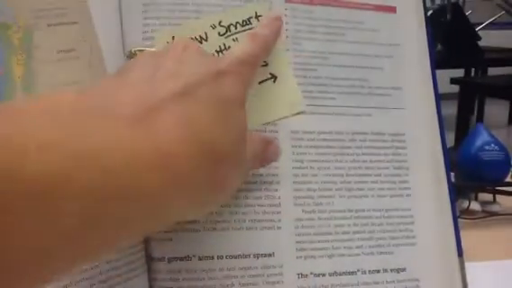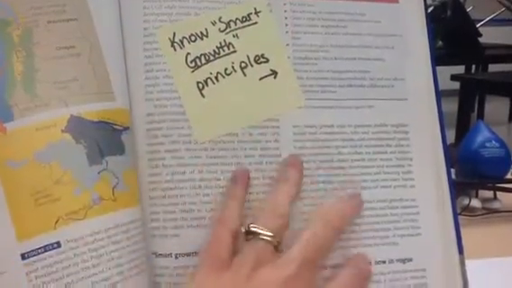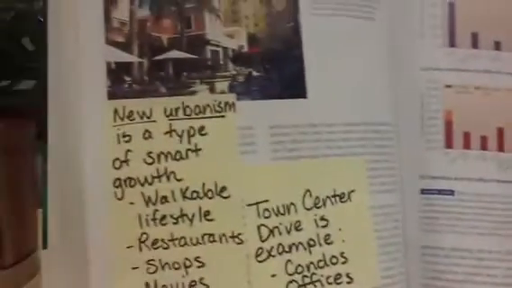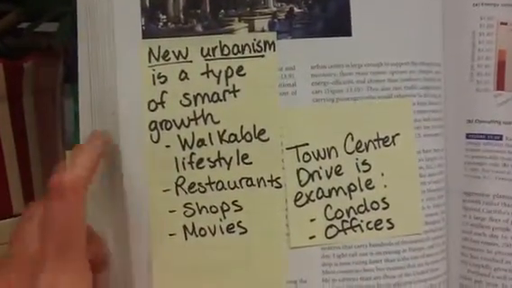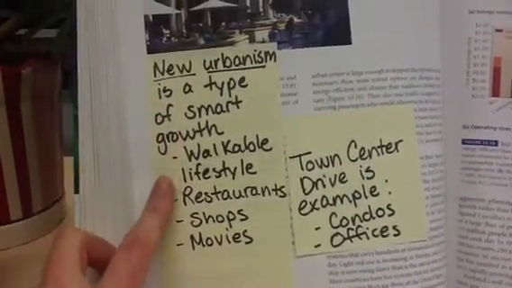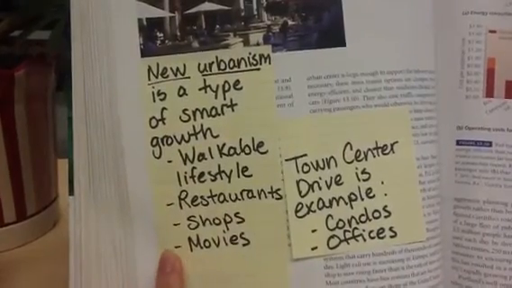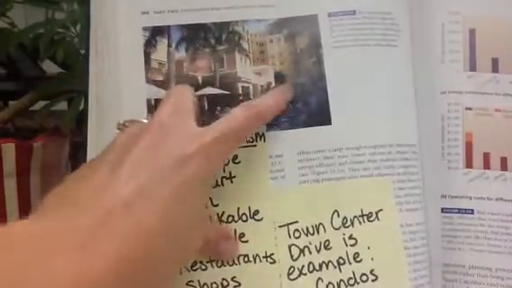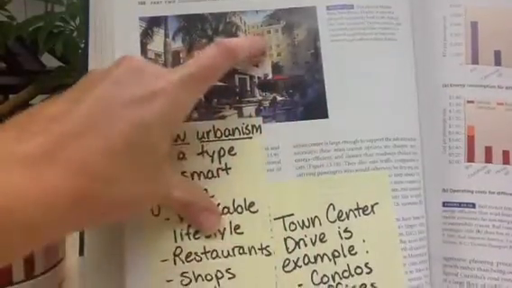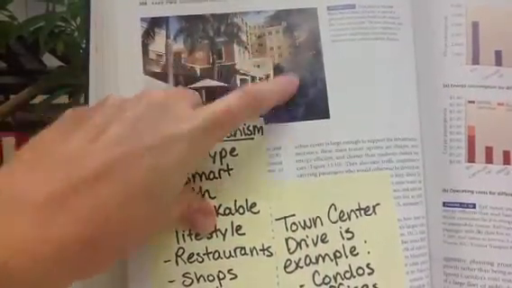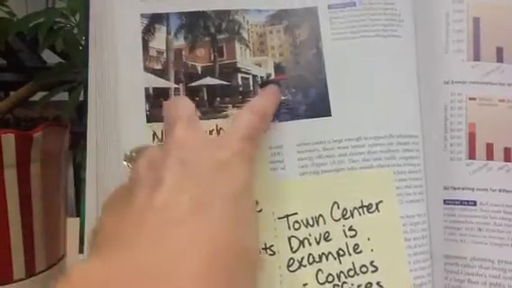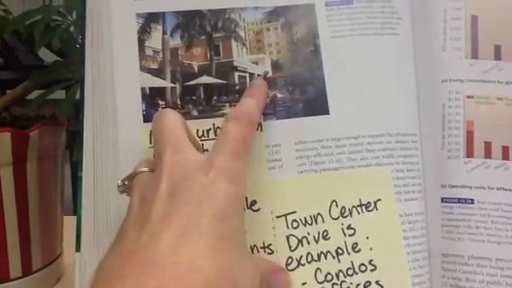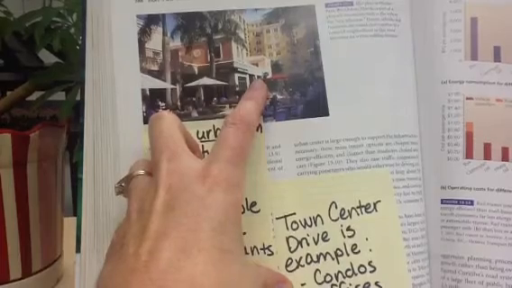At the bottom here we talk about new urbanism, and part of new urbanism incorporates smart growth principles. New urbanism is a type of smart growth. It's a walkable lifestyle. You have restaurants, shops, and movies right next to where you live. So here's an example up here, and we have some of this in Santa Clarita on Town Center Drive. There's condos for people to live in, shops and restaurants, so they don't have to get in a car and drive. Also, there's places to work.